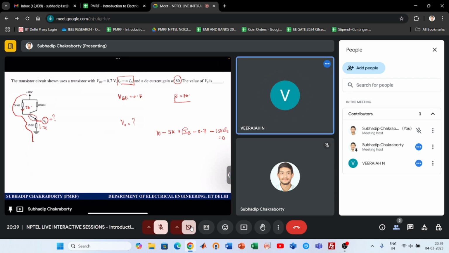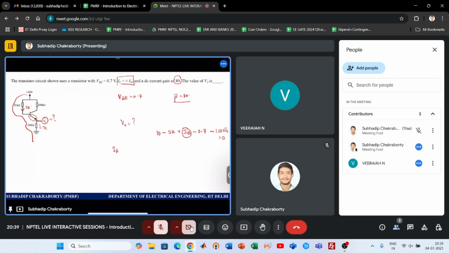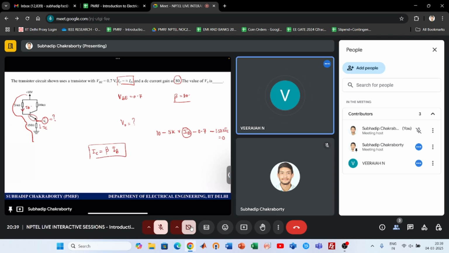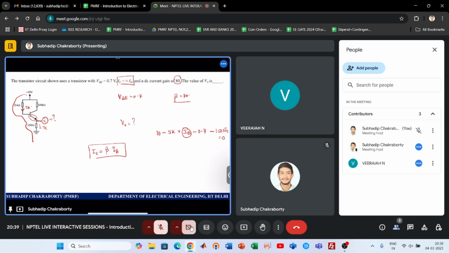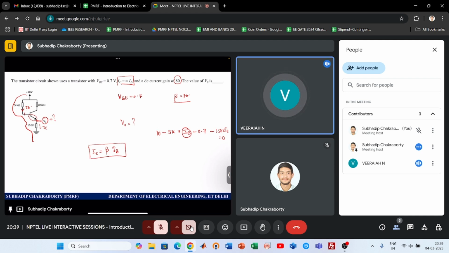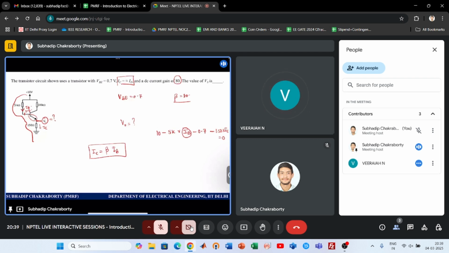Now, what is IB? IB and IC have a relation like this. Sir, IB means 10 minus 0.7 by 5 kilo ohm, IB. Correct. Into beta, IC is 148.8 milliamps. No, 10 minus 0.7 by 5, what you are telling is IB, agreed.